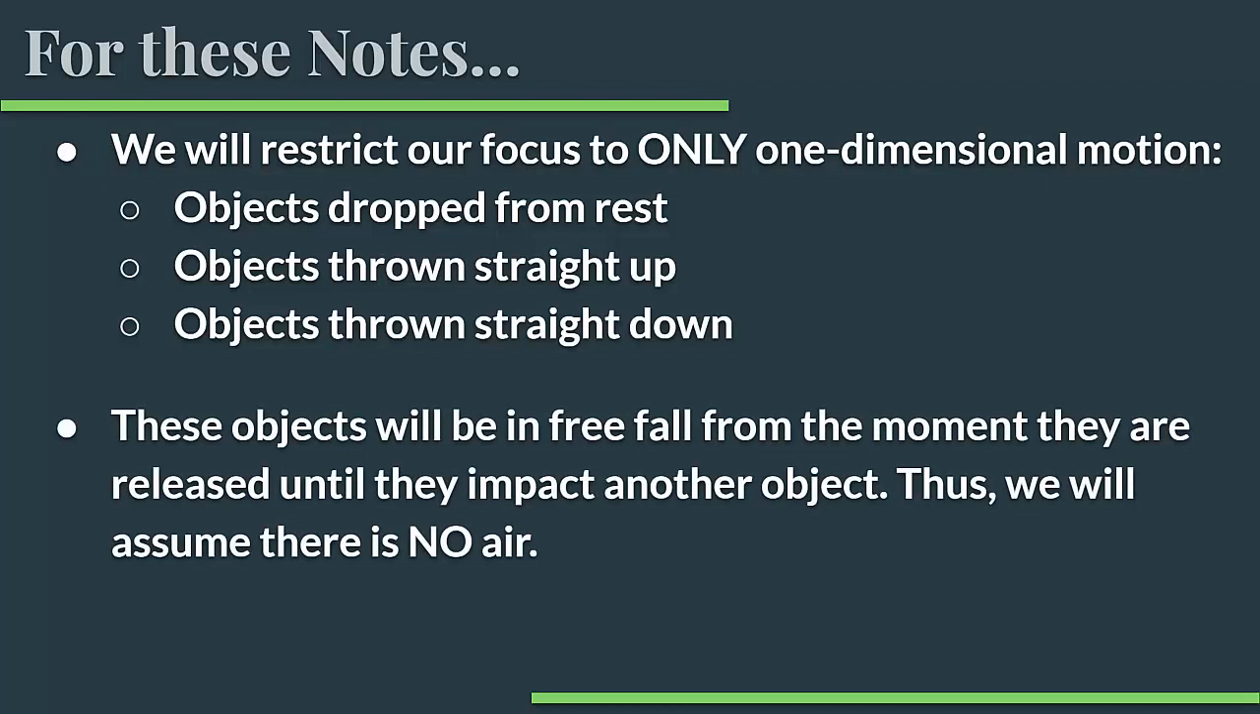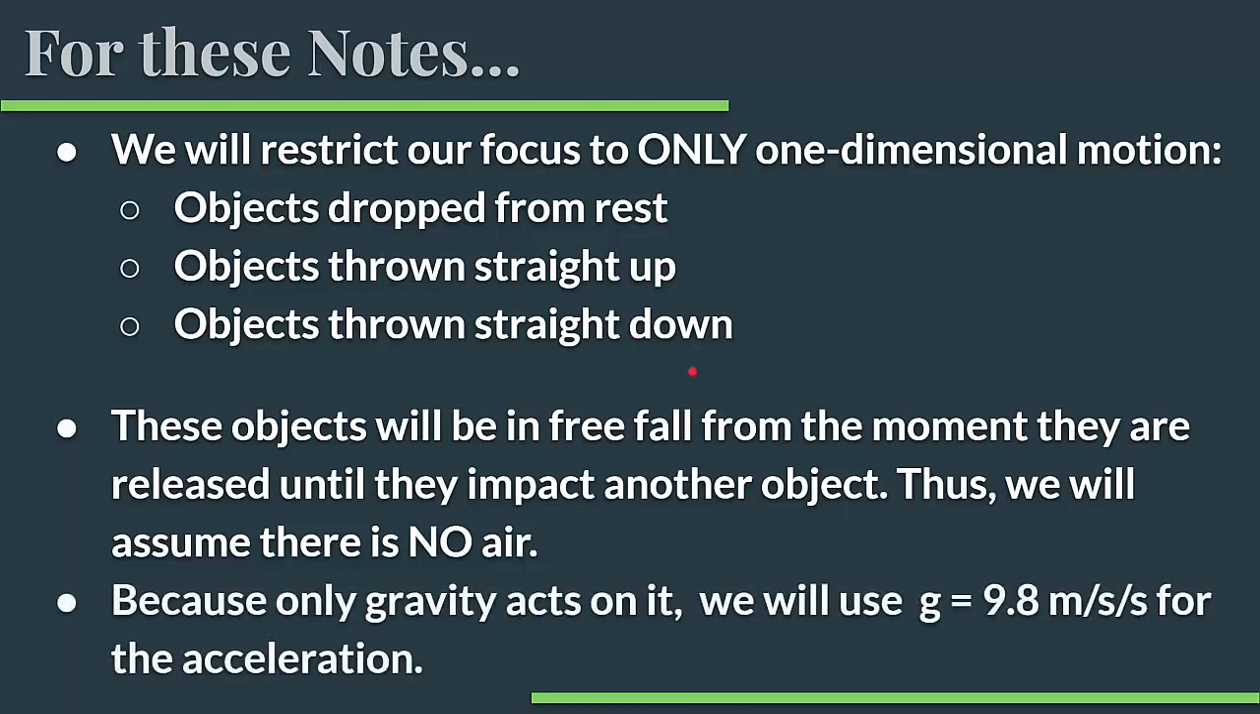These objects will be in free fall from the moment they are released until they impact another object. Thus, we will assume there is no air resistance. There's nothing acting on these objects once they leave your hand, or whatever it is that launched them or dropped them. The only force acting on them from that moment is going to be gravity. So we're going to neglect air resistance or any other forces. Because only gravity is acting on these objects, we will use 9.8 meters per second squared for the acceleration these objects are experiencing.